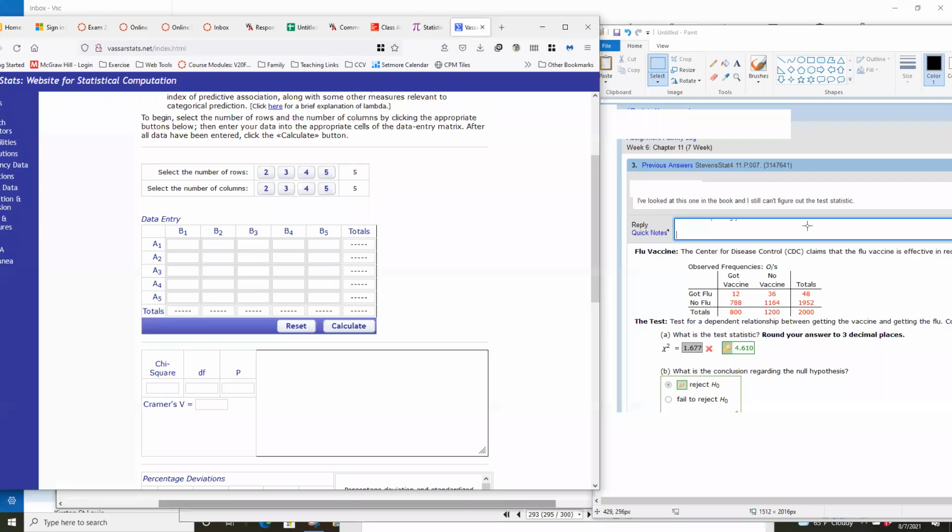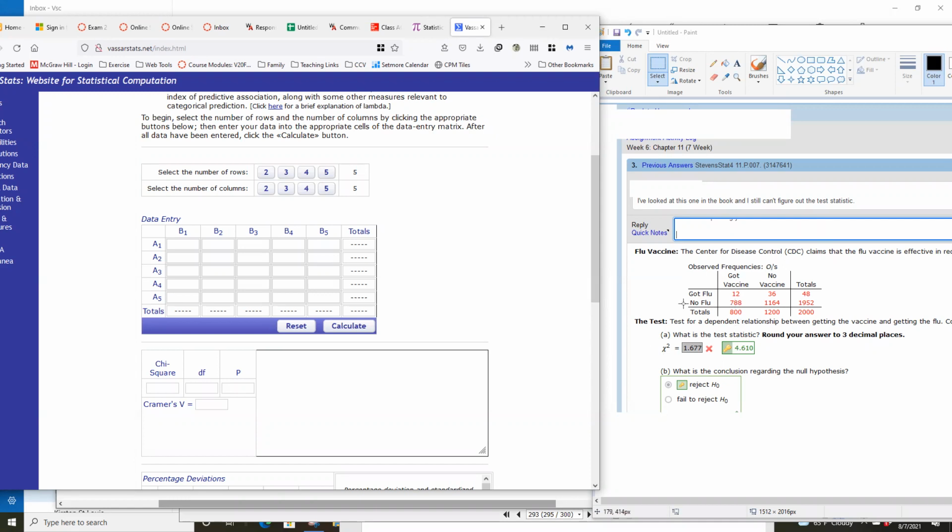Okay, so this is that question from WebAssign, and what I see is a two-way table, and they're also asking me for a chi-square. So I know this is a chi-square test, but it's not a goodness of fit test because it's a two-way table. I'm testing whether or not somebody getting the flu is associated with or dependent on whether or not they got the vaccination.